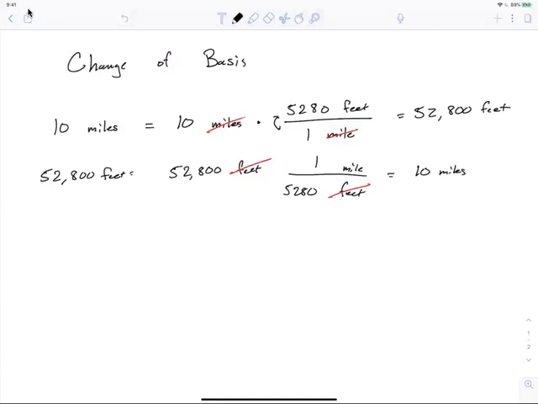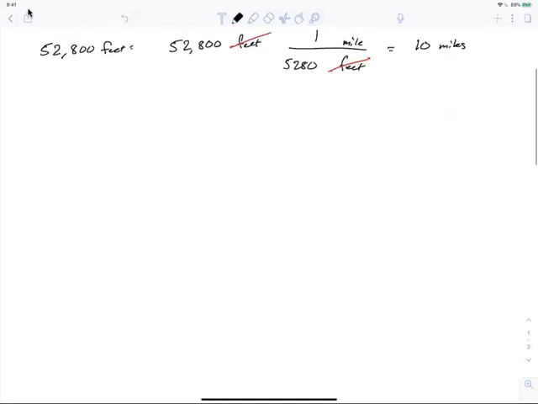And so what we want to do today is do the same idea, but instead of just having a single number with a single unit, we're going to have multiple numbers in a vector with perhaps multiple different units. So let's just go back to our example real quickly.